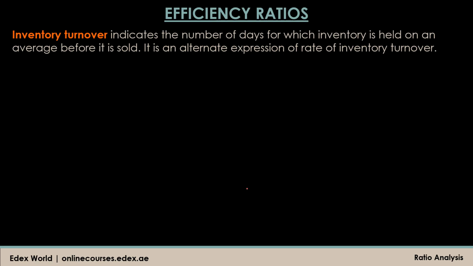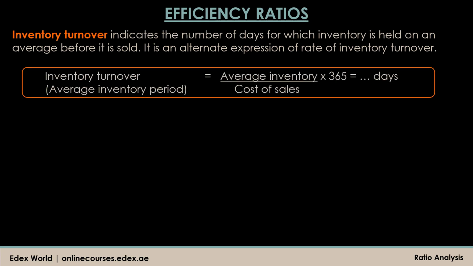So what does this tell you? This ratio, inventory turnover, tells you that on average, how many days of inventory is the business holding on any date during the year. Basically the average inventory period.